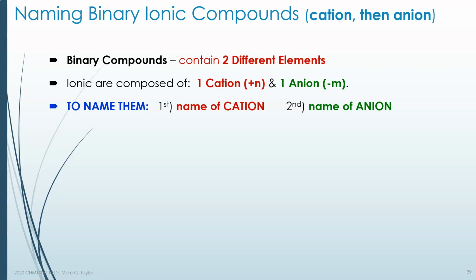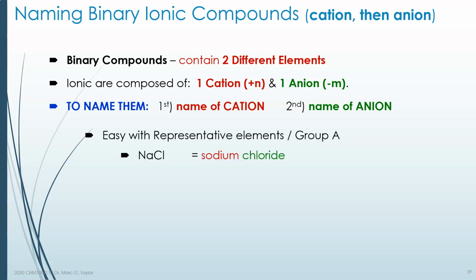At no point will you ever say, I have 3 of this cation and 2 of this anion or any other number. You don't need to say that. By saying what the cation is, it tells the reader what its charge is. By saying the name of the anion, it tells the reader what charge that is, and therefore the reader can determine how many of each are necessary. And we'll talk about how to figure that out in a couple slides. So it's very easy with the representative elements, the group A elements, because many of those metals have only one choice. So NaCl, you name the sodium ion, and you name the chloride ion, sodium chloride.